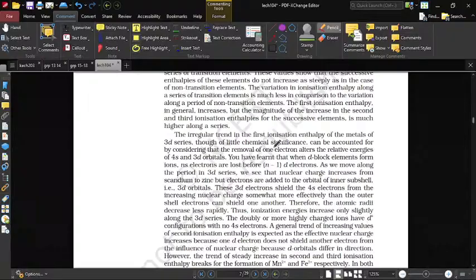As we move along the period in 3d series, we see that nuclear charge increases from scandium to zinc, but electrons are added to orbitals of inner subshell, that is 3d orbitals. These 3d electrons shield the 4s electrons from the increasing nuclear charge somewhat more effectively than the outer shell electrons can shield one another. Therefore, the atomic radii decrease less rapidly. Thus, ionization energies increase only slightly along the 3d series.